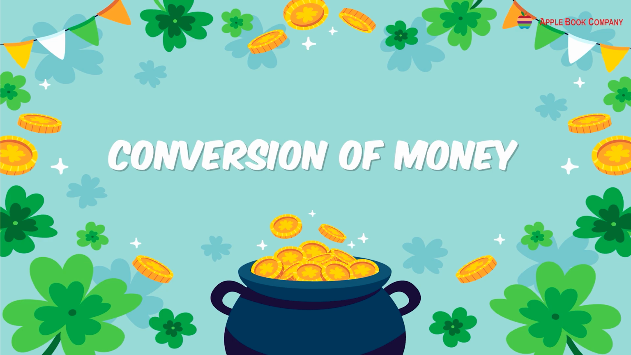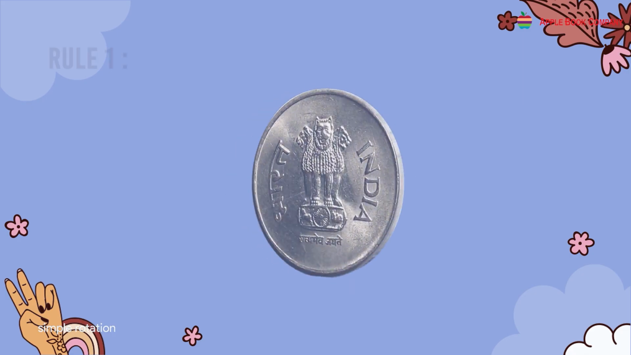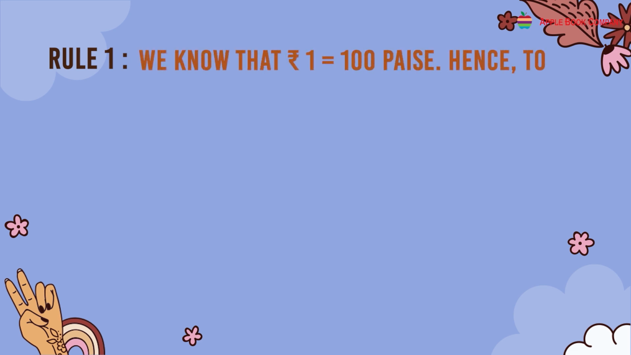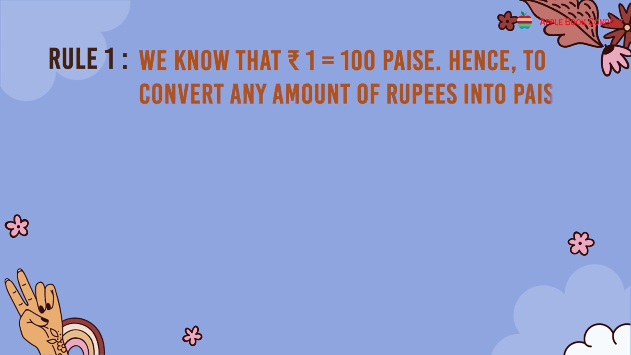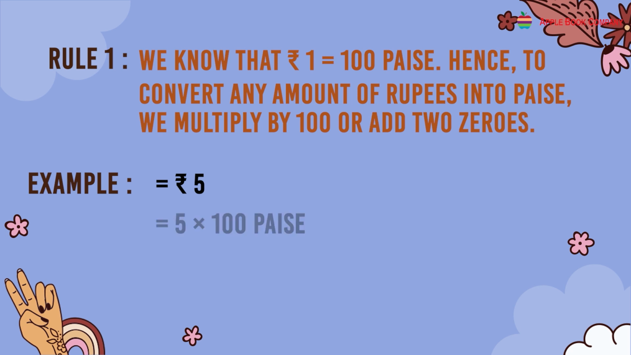Conversion of money. There are three main rules for conversion of money. Rule 1. We know that 1 rupee is equal to 100 paise. Hence, to convert any amount of rupees into paise, we multiply by 100 or add two zeros. Example: 5 rupees is equal to 5 into 100 paise, which is equal to 500 paise.